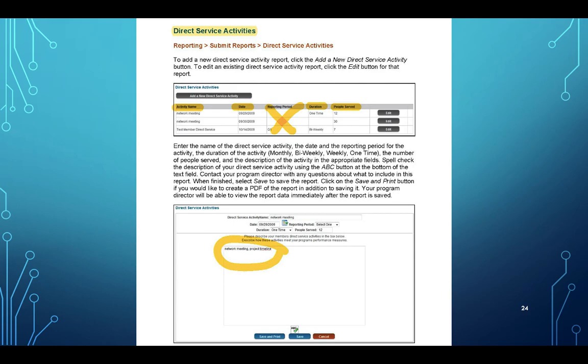In direct service activities, enter a name, title, the date, and the duration, such as one time only or repeating weekly. Make sure you note the number of people served and a description of the activity. When finished, select Save to save the report.